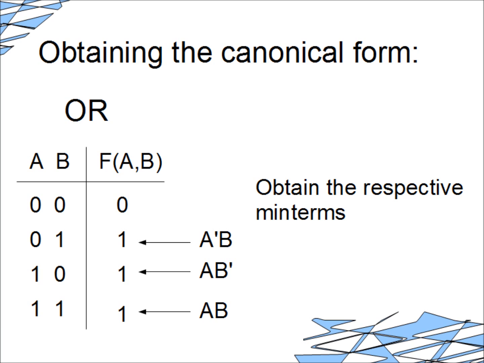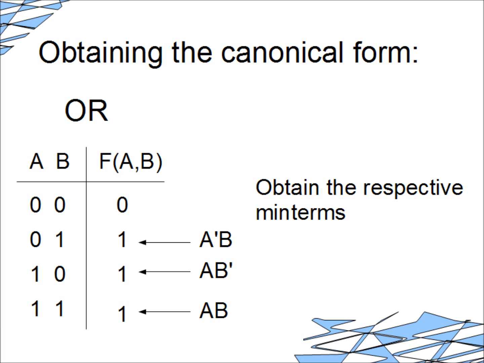Now, to obtain the respective minterms, let's just look at the first one. We have A apostrophe B. A apostrophe means not A. That is the opposite of A. Since we can only have 0 and 1, the opposite of 0 is 1. Now we have them one next to each other, which is the equivalent to multiplication. I won't get into mathematical details. We'll just consider as if they were multiplying.